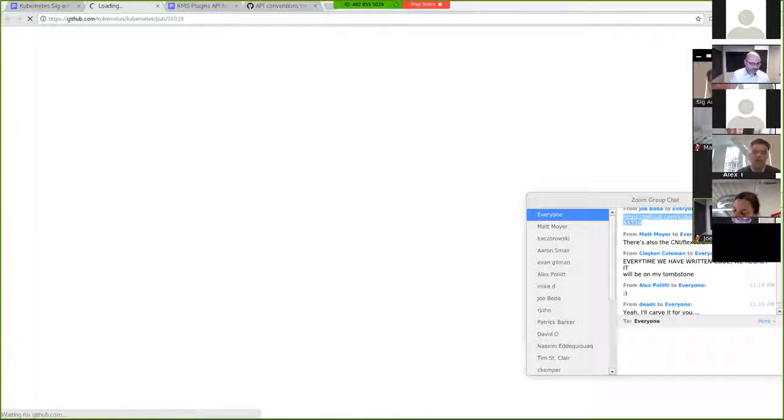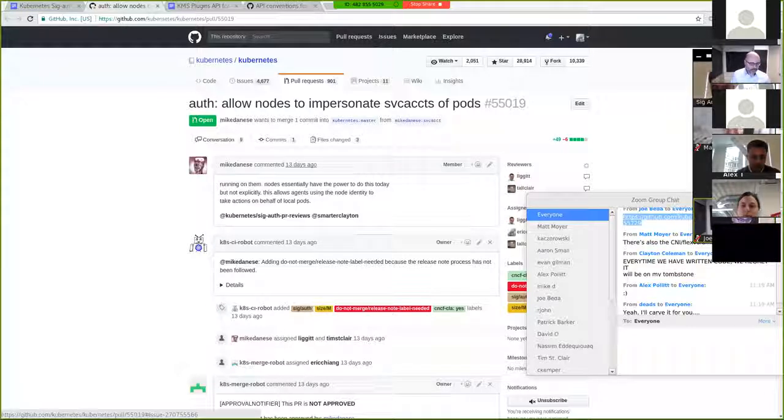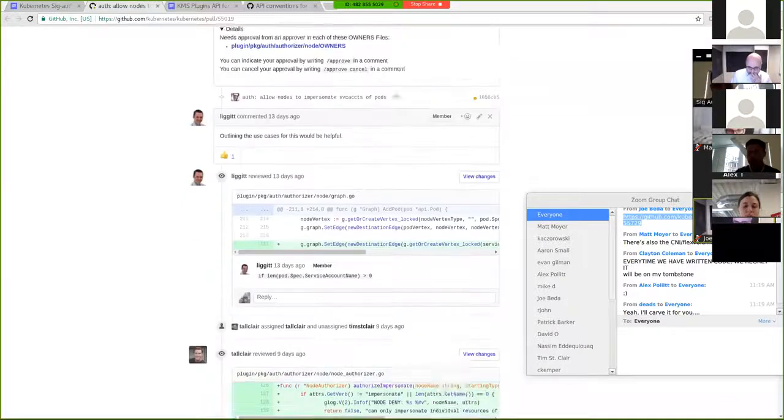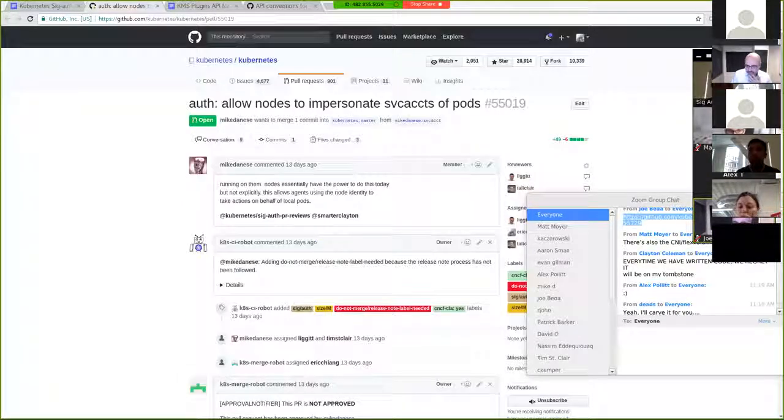The next one is about nodes being able to impersonate service accounts for pods that are bound to them. So this is part of the node authorizer and would allow nodes to act on behalf of that. I wanted to bring this up because it seemed like there was a little bit of confusion about why specifically we want to allow this. It does seem to follow logically that that is in the scope of a node's power, because it already is mounting the secret and handling the secret. But I just wanted to get some clarification and chat with Mike about that if he has any thoughts.